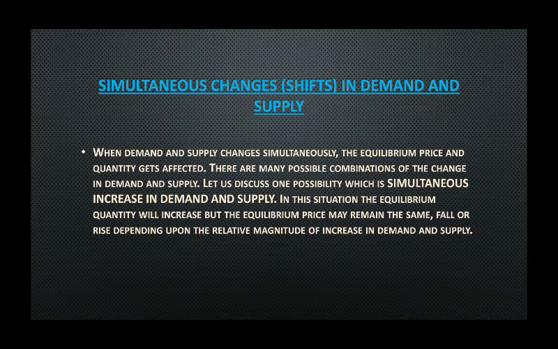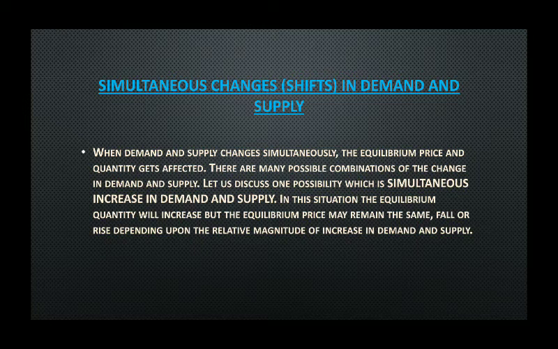Now, we know that when the demand and supply both increase, usually equilibrium quantity increases. With increase in demand also equilibrium quantity is increasing. With increase in supply also equilibrium quantity is increasing. But equilibrium price is not moving in the same direction. With demand we saw increase means increase in price, decrease means decrease in price. But with supply the condition is reverse. When supply increases, price falls. When supply decreases, price rises.